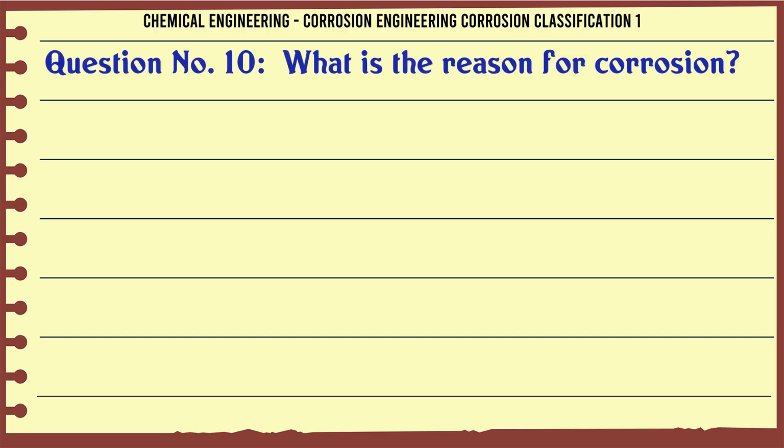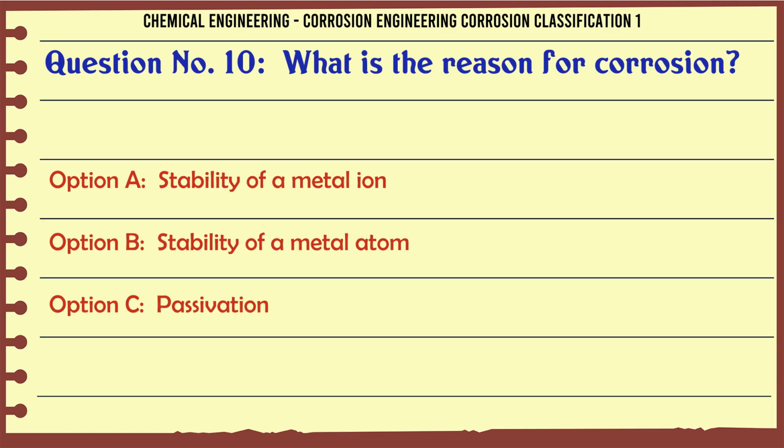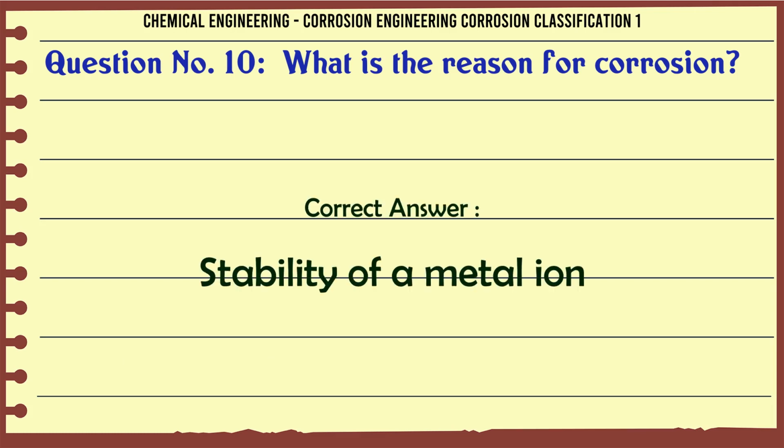What is the reason for corrosion? A. Stability of a metal ion. B. Stability of a metal atom. C. Passivation. D. Use of coatings. The correct answer is stability of a metal ion.